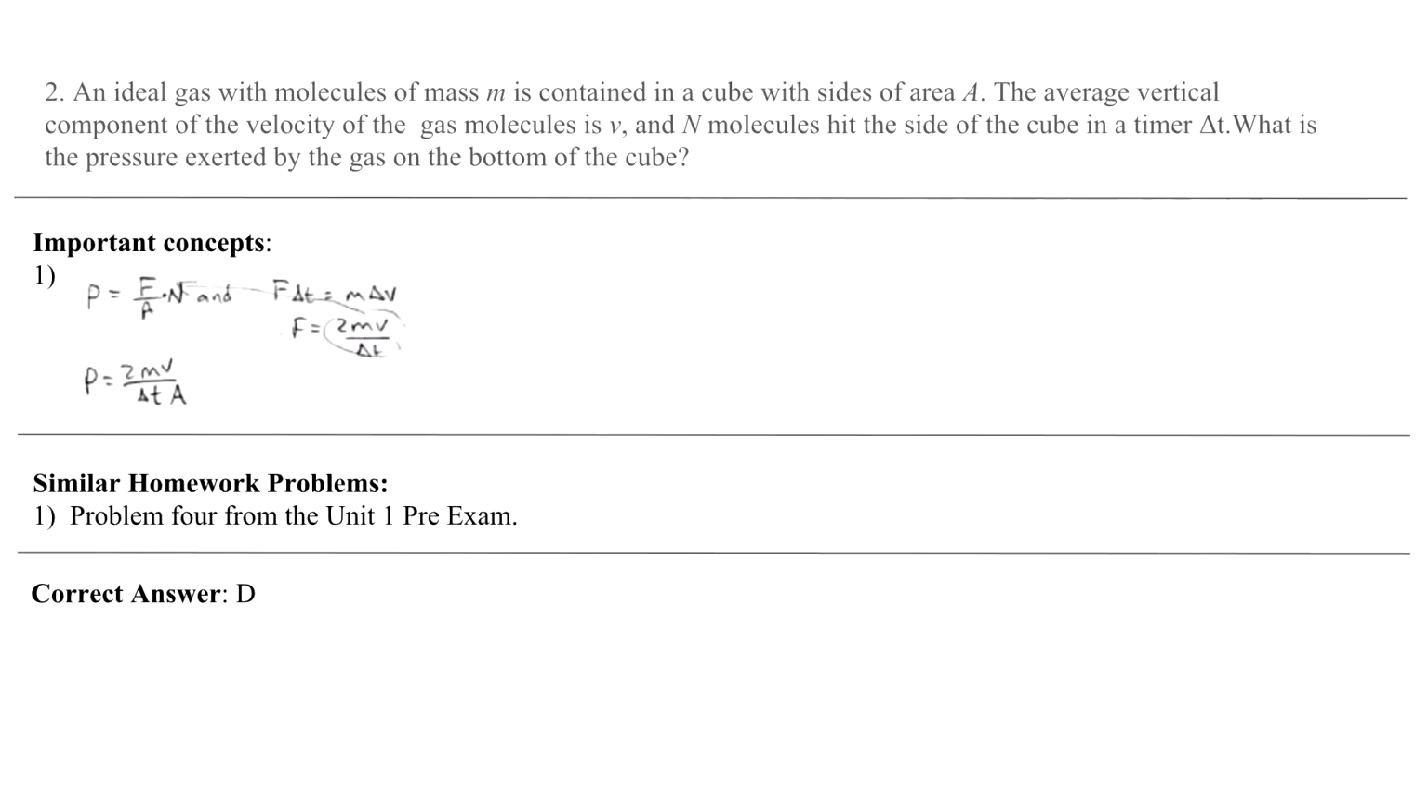An example problem like this that we saw previously was on the Unit 1 pre-exam, except it had to solve for velocity instead of pressure. My error was that I didn't really know the two equations for impulse, because this is like the only outlet in which we use that equation in general. So the correct answer is D.